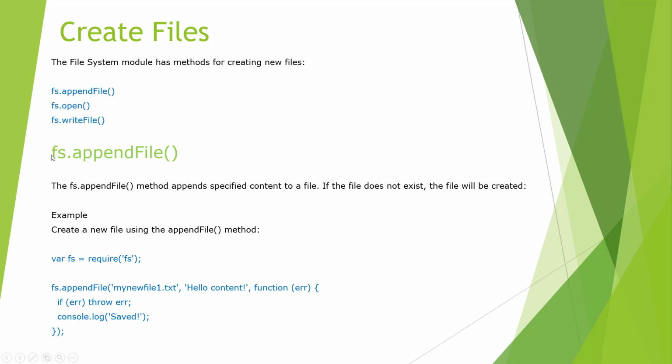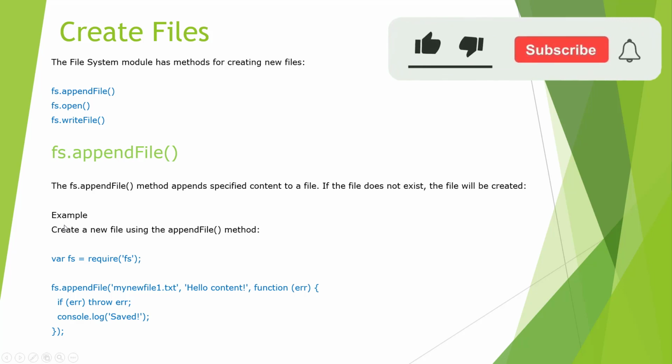The first one is fs.appendFile. The fs.appendFile method appends a specific content to a file. If the file does not exist, the file will be created. That easy. It also appends to the file, but if the file is not there, it will create that file for us. So we can use it to create a file.